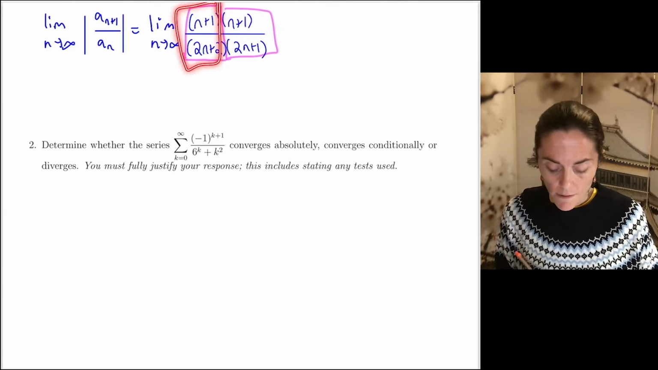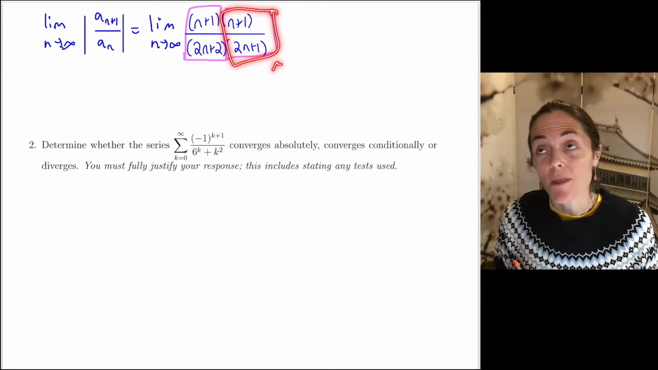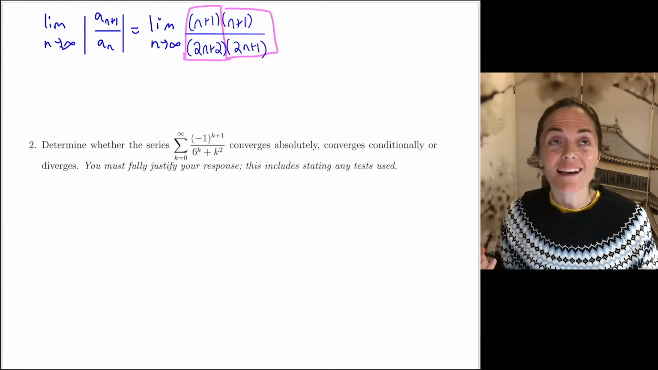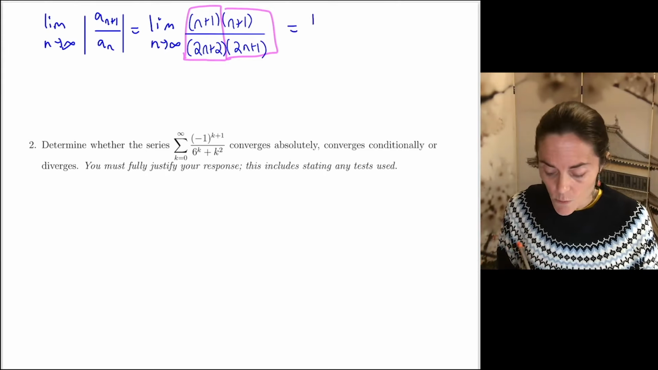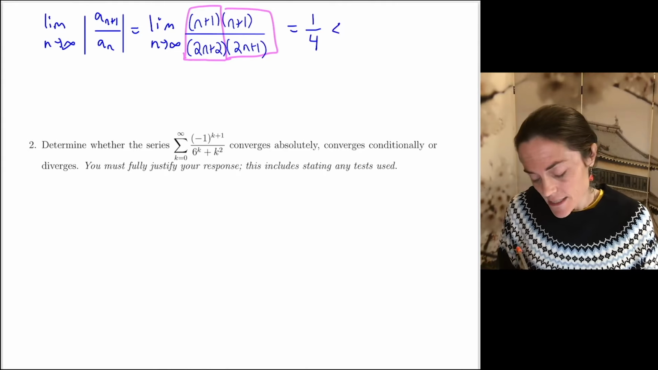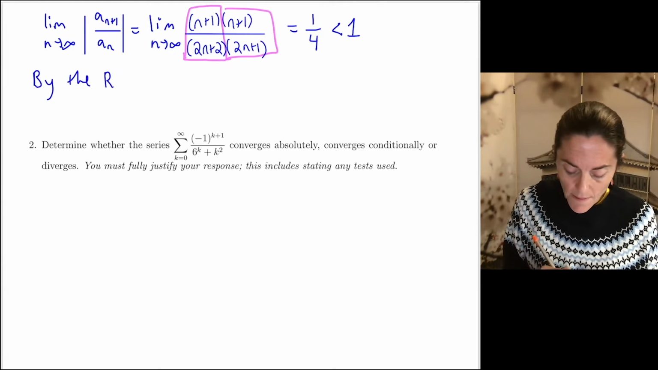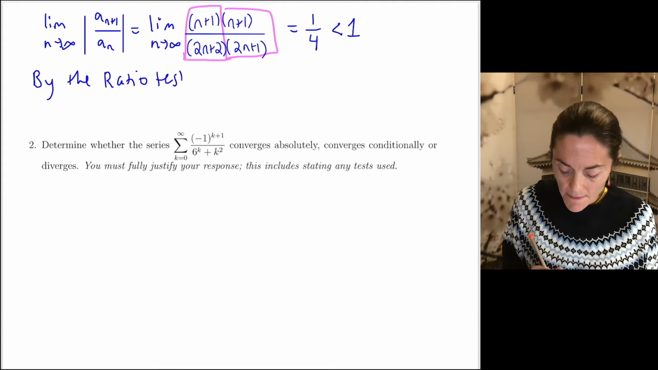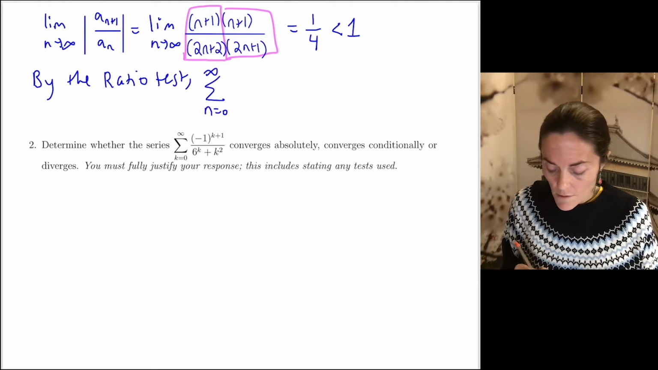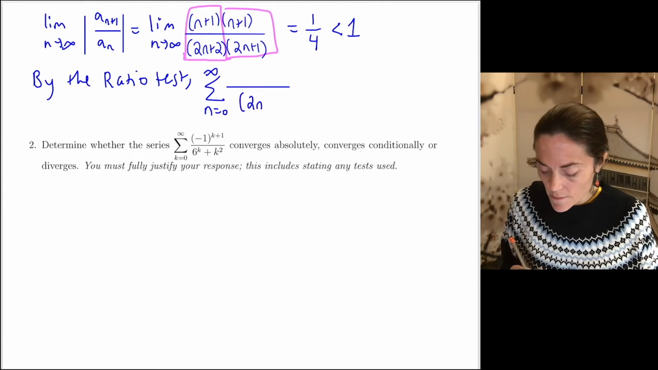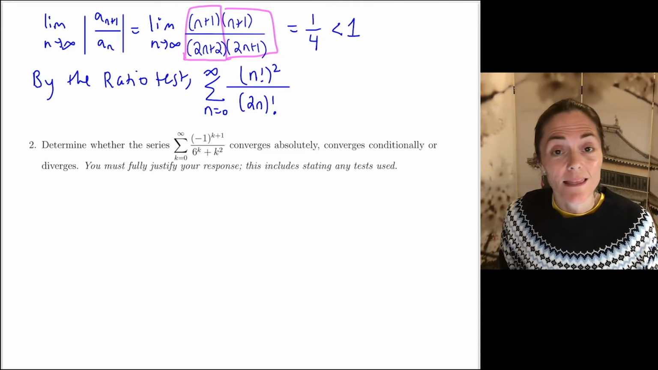Note that here, this goes to 1/2. And similarly, this one approaches 1/2. One of the properties of limits is that the limit of a product is just the product of the limits. So this limit is 1/4, which is 1/2 times 1/2. This is less than 1. And so we quote the test: by the ratio test, the series from n equals 0 to infinity of n factorial squared in the numerator over 2n factorial in the denominator converges.